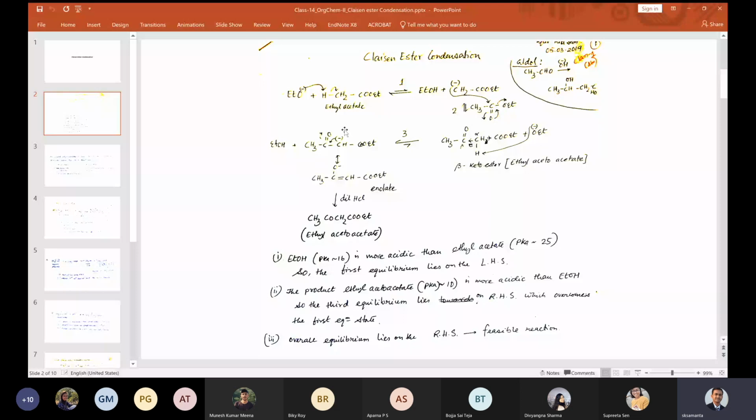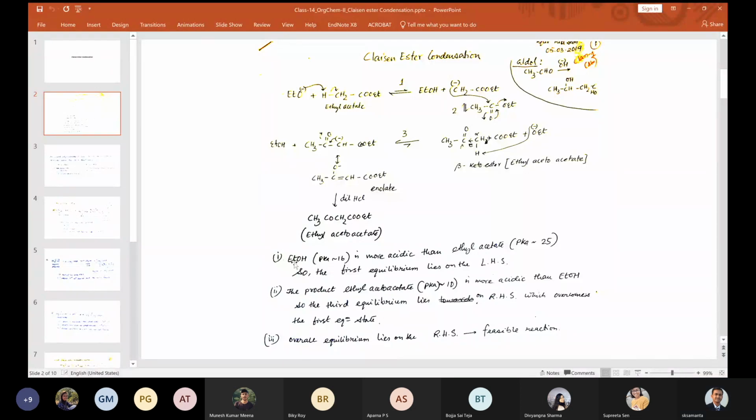Has everybody understood this part? This is the entire thing, if you understand this slide. Can you explain the part where you start from the pKa one? Okay, so you have already understood this part.